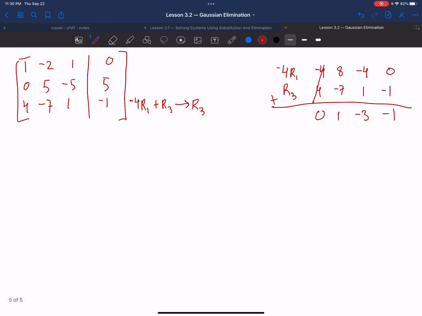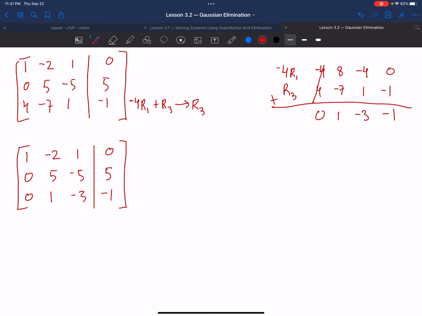And beneath, I will write that next matrix. Notice I keep the top row the same. 0, 5, negative 5, 5. And the bottom row is what changed. 0, 1, negative 3, negative 1. Like so. Okay, we're doing good. We're getting there. Now, I want you to take notice.